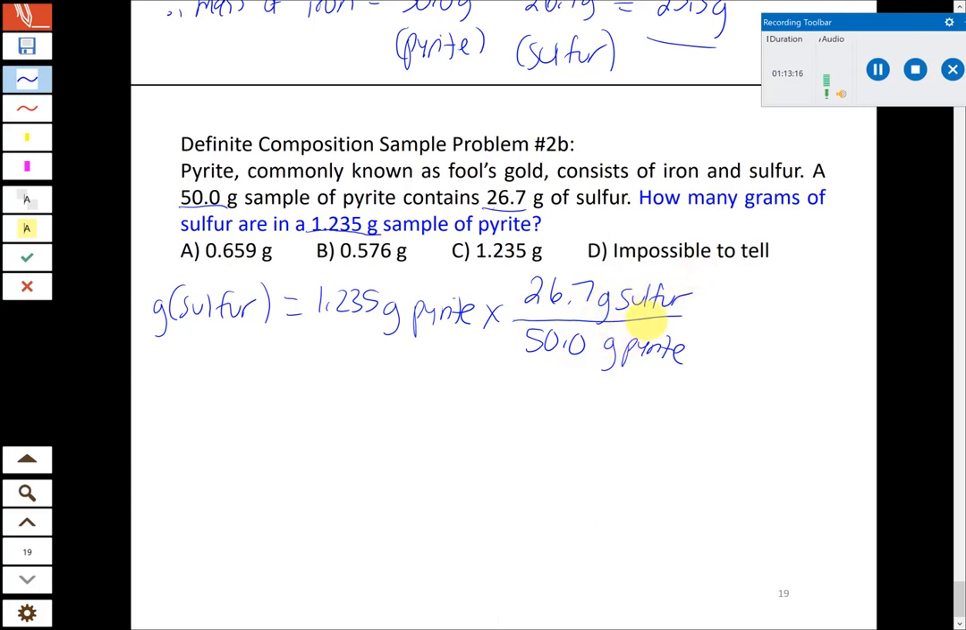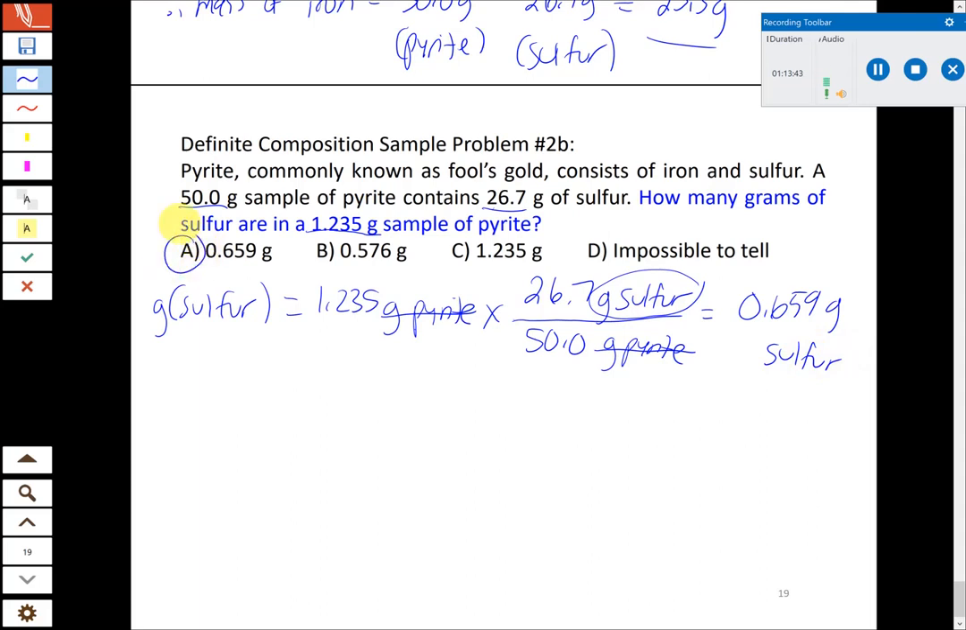We could convert those to a percent, or we can leave them exactly as they're given to us. And now what we see is that grams of pyrite cancels out, and we get grams of sulfur as our units. This is what's called dimensional analysis, converting one unit into another, grams of pyrite into grams of sulfur, using, in this case, the mass ratio, which comes from the law of definite composition. And so numerically what this comes out to is 0.659 grams of sulfur, which matches up with choice A.